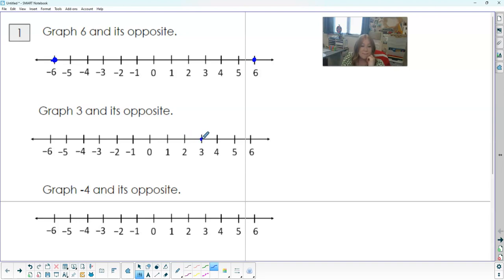1, 2, 3. And then we're going to go in the opposite direction from 0. 1, 2, 3 puts us at -3. And then we're going to do the same thing here. We're going to go to -4. Now the opposite of -4 starts at 0 and goes 4 in the positive direction. So we're starting at 0 every time. Go that many in one direction, that same number in the other. The number is the same. One's positive, one's negative. Those are opposites.